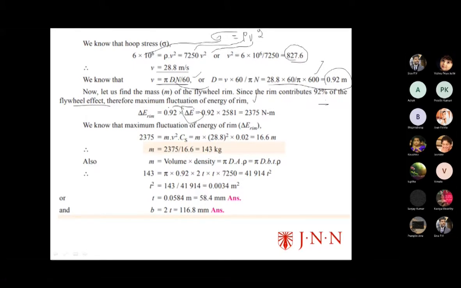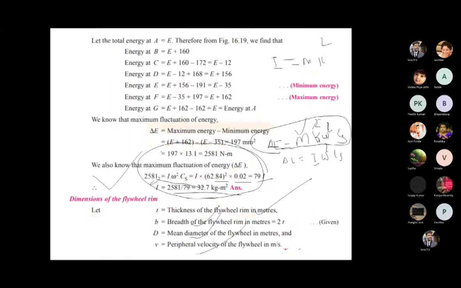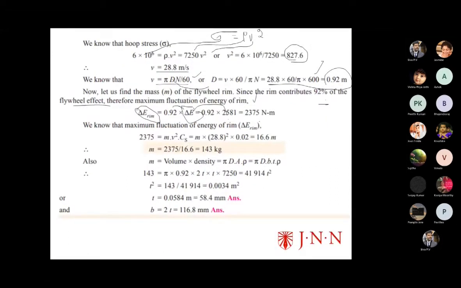So the maximum fluctuation of energy of the rim equals 0.92 into delta E. Multiply with the delta E value 2581, and you will get 2375 Newton meter. Now the energy equals m v square cs, which is actually from delta E equal to m v square cs. The m value is unknown, so 28.8 square for v and cs 0.02. So the m value is 143 kilo.